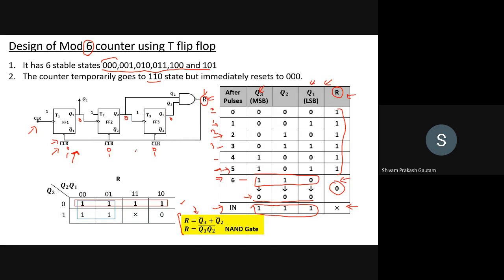So at R, 000 starts flowing whenever it reaches 110. Whenever the output of Q3, Q2, and Q1 is 110, we want R to be 0. This is representing that state.